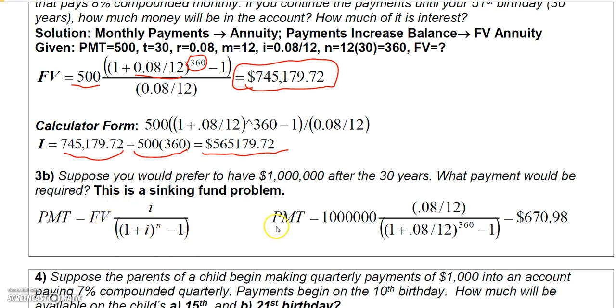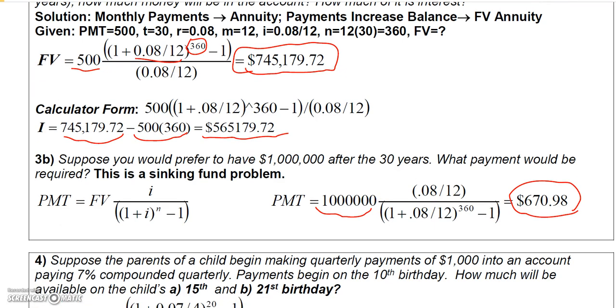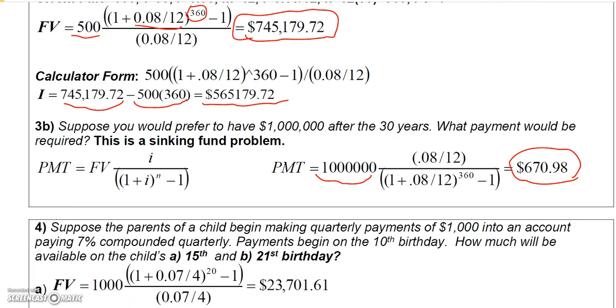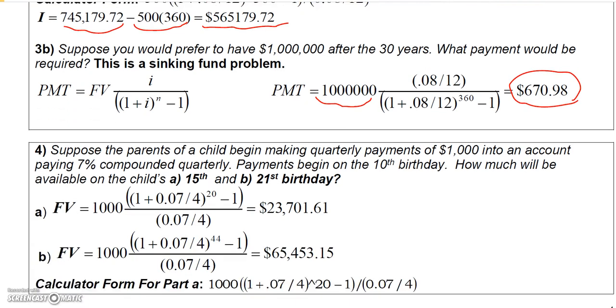So you could go to your sinking fund formula, plug in $1 million for your future value, and then i is still 0.08 over 12, and N is still 360. So you just do the sinking fund formula with future value of $1 million, and you'll see that it's going to be $670.98. So if you make a payment of $670.98 each month, your future value would be $1 million rather than the answer that we got.